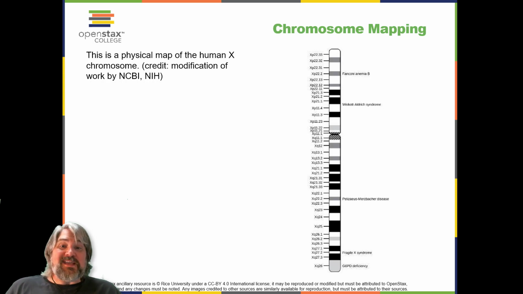Physical maps get into the intimate details of smaller regions of the chromosome, similar to a detailed road map.